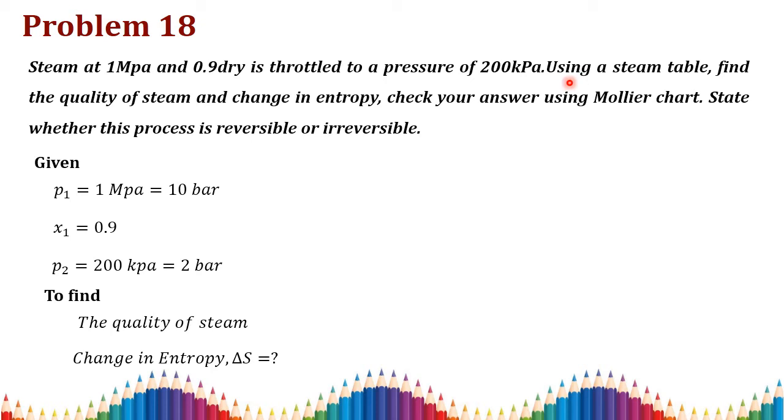Using the steam table, they asked to find the quality of the steam and the change in entropy. So we need to find the quality of the steam at the second stage. The initial stage is given as wet, but in the second stage we need to find the quality of the steam and also the change in entropy. Check your answers using your Mollier chart. So in this problem they asked to find the values using the steam table and also using the Mollier chart. State whether this process is reversible or irreversible, which we have to say using the change in entropy value.